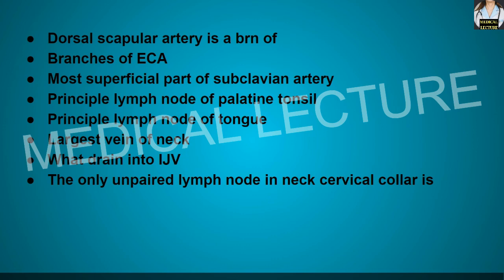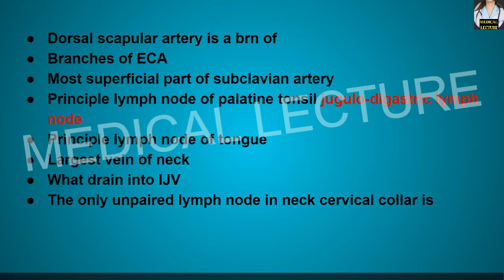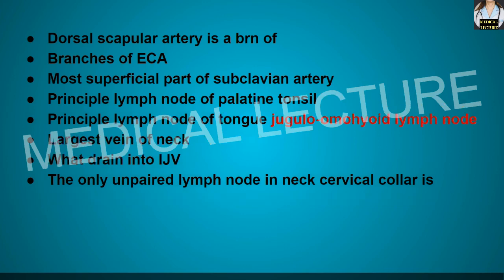Now next, the most superficial part of the subclavian artery is the third part. Principal lymph node of the palatine tonsil: it is the jugulodigastric lymph node. Principal lymph node of the tongue: it is the jugulo-omohyoid lymph node. Largest vein of the neck: it is the internal jugular vein.